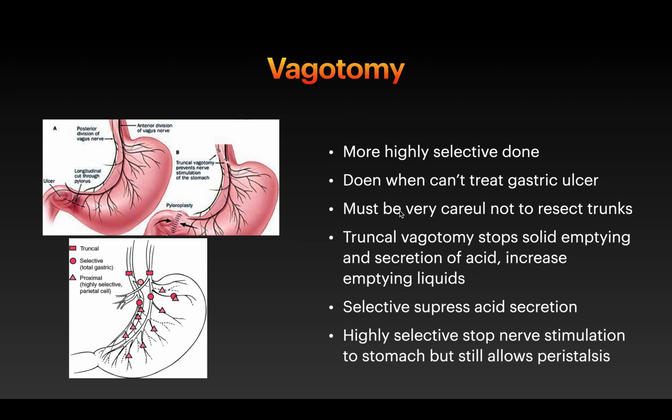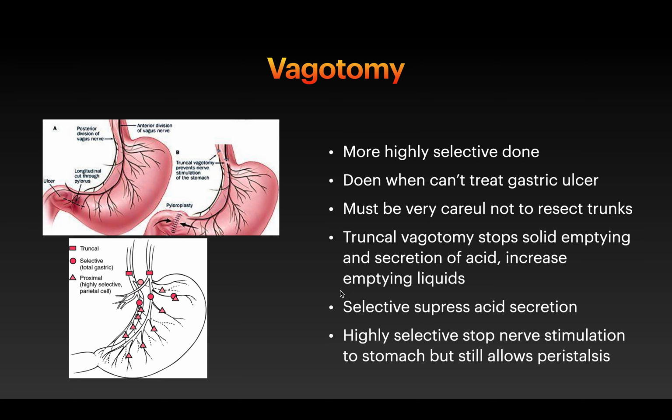And they're done when you can't treat the gastric ulcer and you really don't want to resect the trunks. This is not what you do, because the trunks will innervate the other surrounding structures. Remember, the vagus nerve supplies a lot of the intestines.